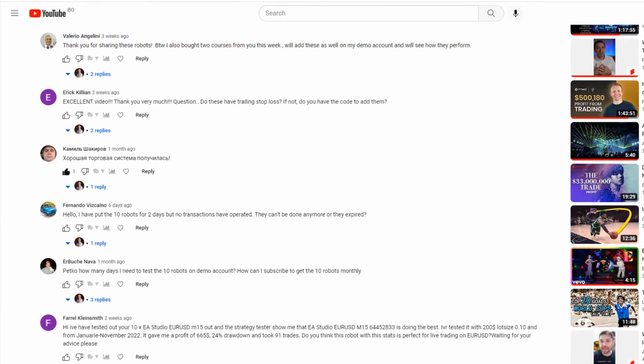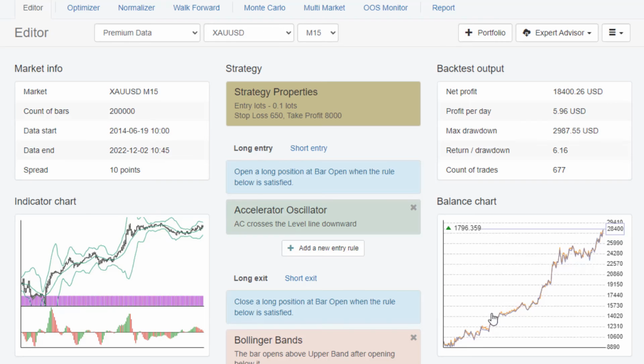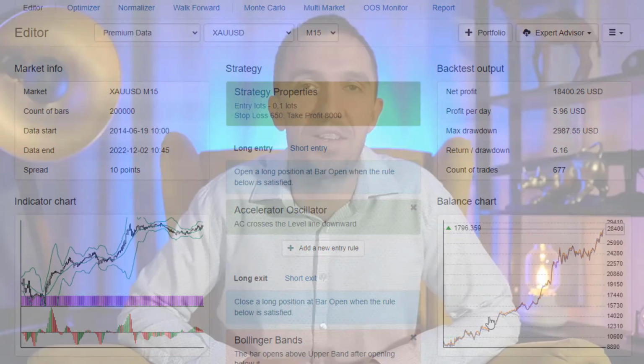I'd be super happy if you share it with me down in the comments, but I do my best using the strategy builder to find the right stop loss and the right take profit based on huge historical data and based on a lot of analysis. So these parameters that are in the robot and in the strategy are optimized to work perfectly for the indicators in the strategy. I hope all of that makes sense.